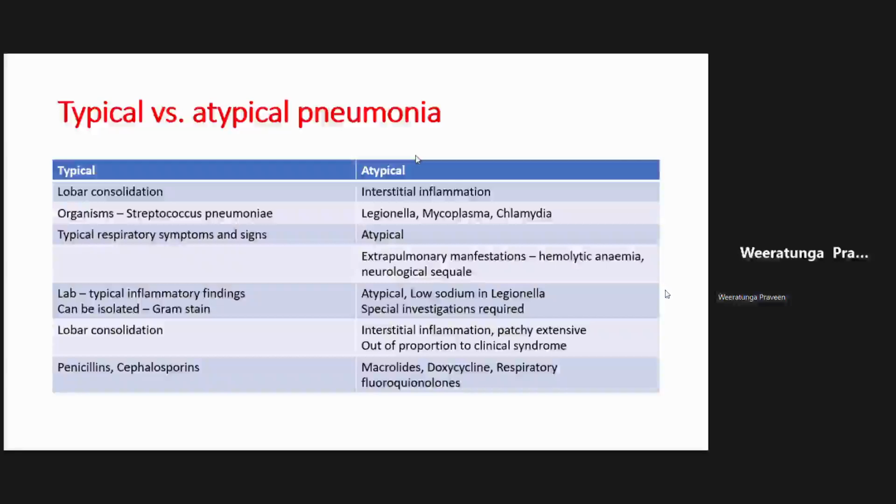But remember, the fundamental difference is that in atypical pneumonia, it is more of an interstitial inflammation that occurs. Whereas in a typical pneumonia, it is more lobar, so alveolar consolidation that occurs. This is the main difference. But there are obviously other differences as well. Right. Now, keeping this in mind, let's go back to the MCQ.